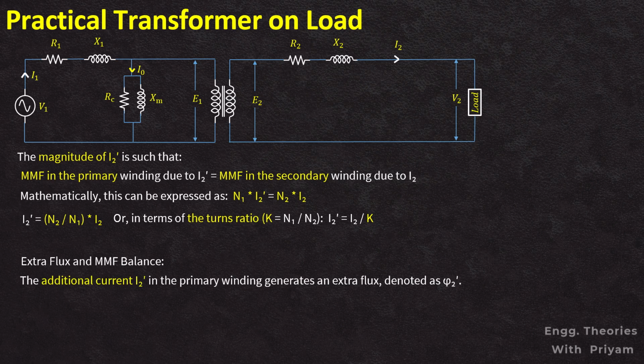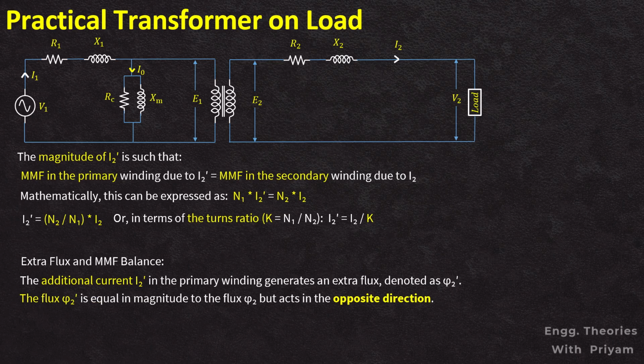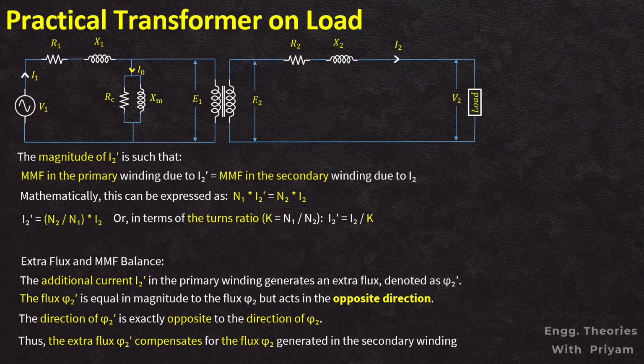The additional current I2 prime in the primary winding generates an additional flux denoted by phi 2 prime. This additional flux of phi 2 prime is equal in magnitude to the flux generated by the secondary winding current I2, which is phi 2, but this flux acts in the opposite direction of phi 2. So the direction of phi 2 prime is exactly opposite to the direction of phi 2. Thus the extra flux phi 2 prime compensates for the flux phi 2 generated in the secondary winding due to the load current I2. This ensures that the flux generated in the primary core phi m remains constant.